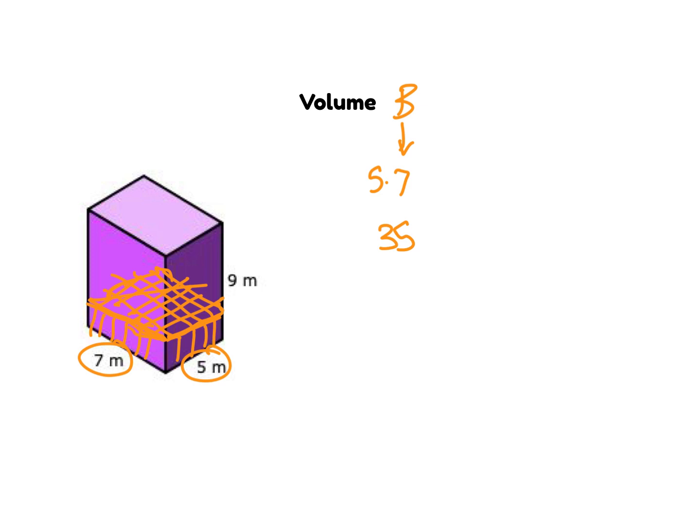And then again, I'm looking at this as layers. I'm saying, okay, so we've got this layer in the bottom, and then we've got another layer and another layer and another layer. How many? We have 9 layers of those. So I'm going to times it by those 9 layers. I'm going to take my 35 times my 9, and I get 315. And that's how many cubes would be inside of here.